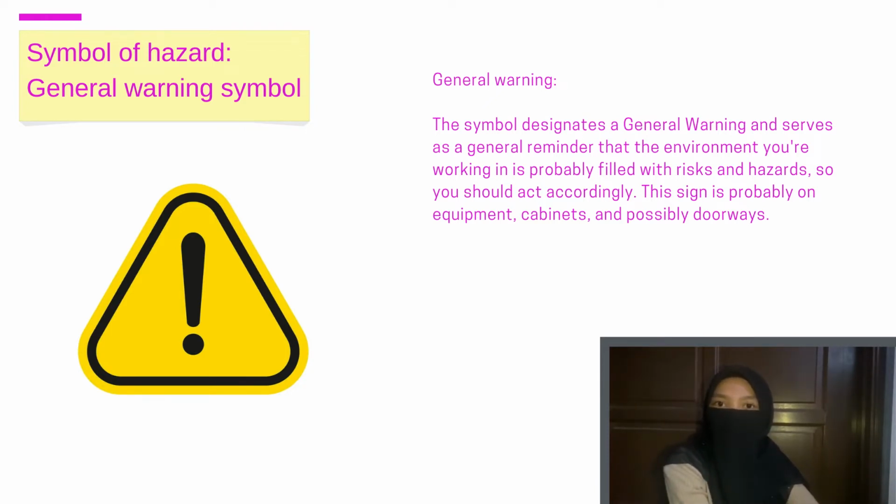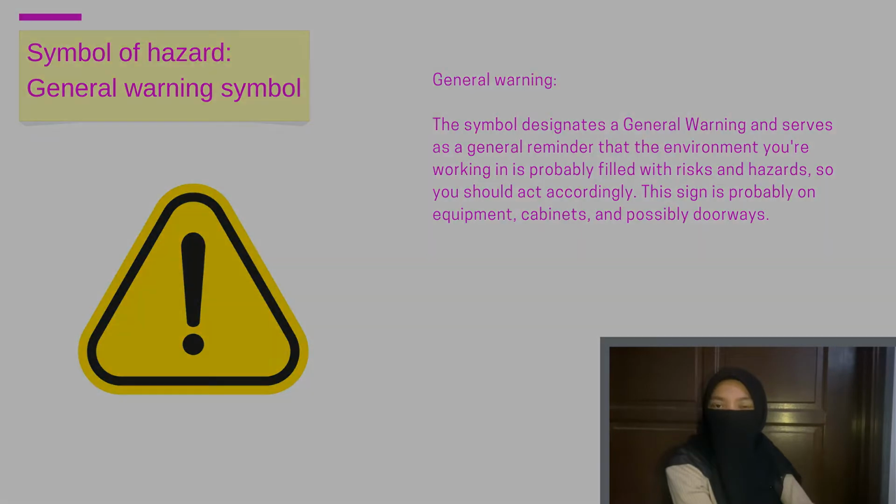I will continue with the next symbols, which is general warning. The symbol designates a general warning and serves as a general reminder that the environment you are working in is probably filled with risks and hazards, so you should act accordingly. This is probably on equipment, cabinets, and possibly doorways.